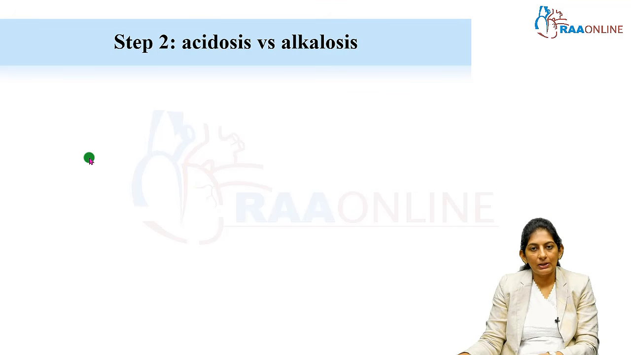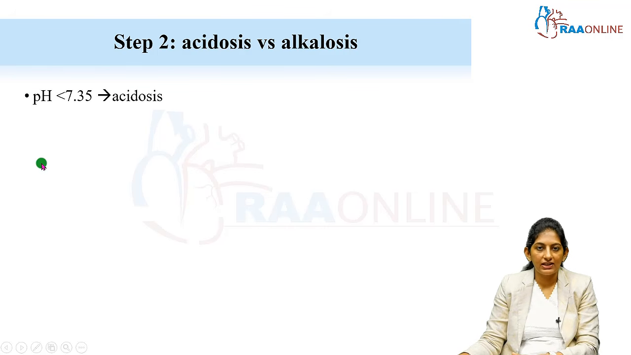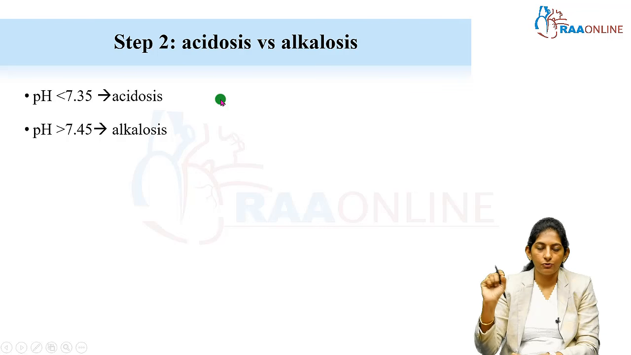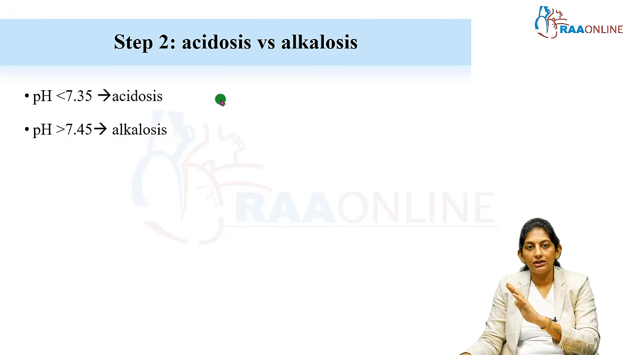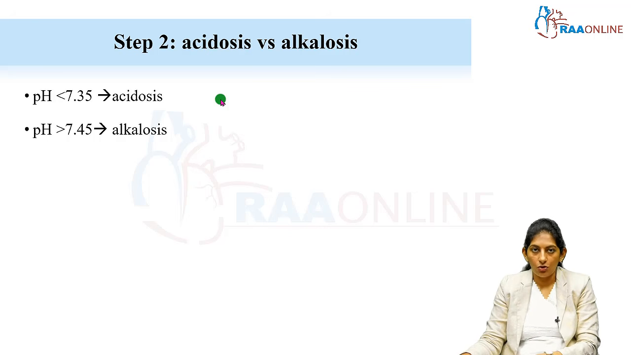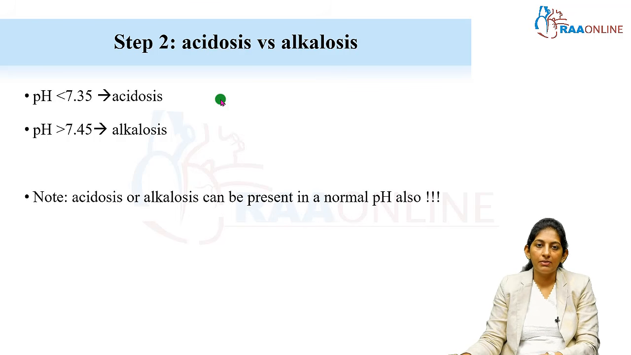Next, you move on to step 2. Step 2 is identifying if it is acidosis or alkalosis. For this, you will take a look first at the pH. If it is less than 7.35, then you will write acidosis; more than 7.45 it is alkalosis. So, step 2 is only this much, but also remember sometimes because of the compensation, pH can be normal. If the compensation is complete, it is a fully compensated condition, then your pH can be normal also. So, keep that in mind also.